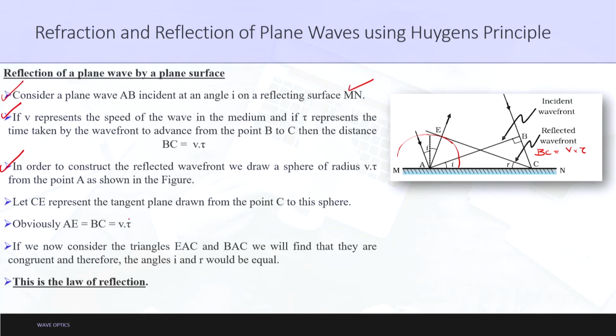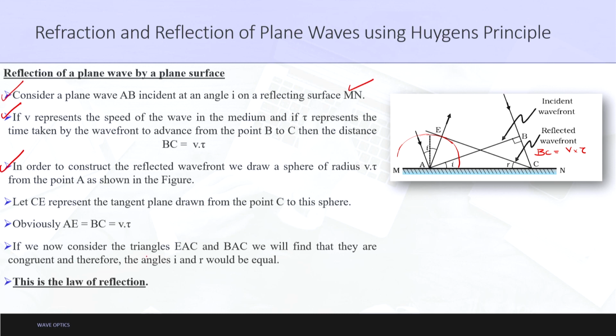Let CE represent the tangent plane drawn from point C to this sphere. So, now we will make the tangent. There can be many tangents, but from point E, that means we need a tangent from point C such that it is a tangent to this sphere. So, we get CE as that tangent plane, and hence this CE is nothing but the reflected wavefront. So, obviously AE is equal to BC is equal to v into tau, quite evident. BC is already known to you. AE also we calculated using the radius as v into tau. So, therefore, BC is equal to AE.